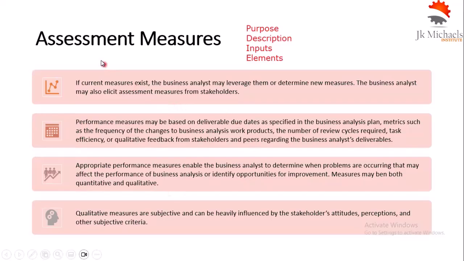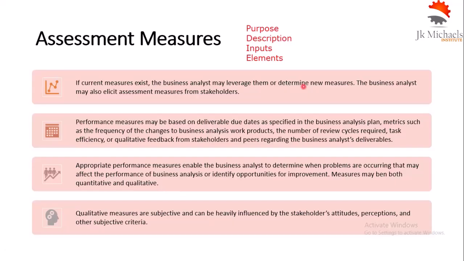Another thing is we have assessment measures. You see, before we can be able to perform improvement activities, we need to know the key areas where improvement should happen, which will be the parameters where we expect to see improvements, and also the scores, the numbers, the targets for these parameters, right? So if we have already existing current measures, then the BA can be able to leverage them, sometimes might be expected to determine or derive new measures.